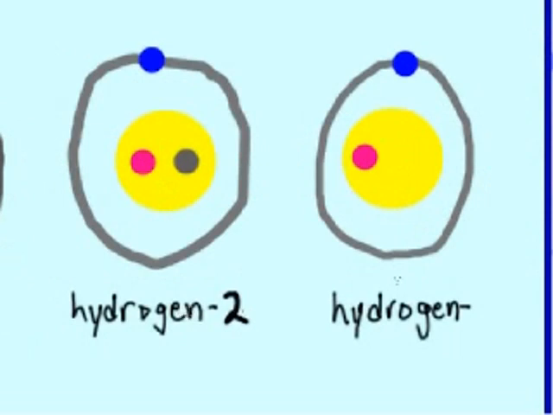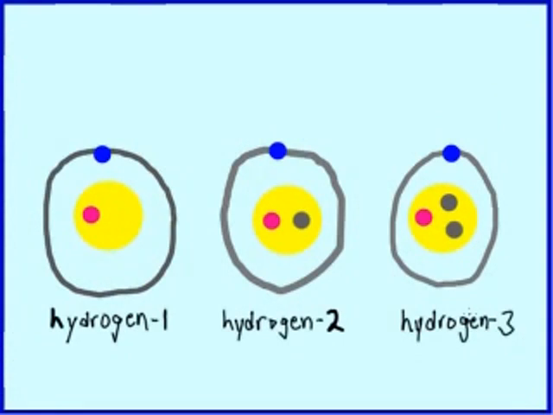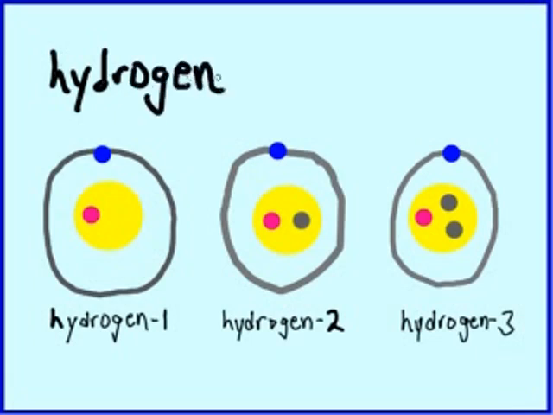And the last hydrogen here has 1 proton and 2 neutrons. So it has 3 particles in the nucleus, and for that reason we call this one hydrogen 3. That's pretty straightforward, just as before. Now, all of these isotopes or atoms of hydrogen make up the element hydrogen.